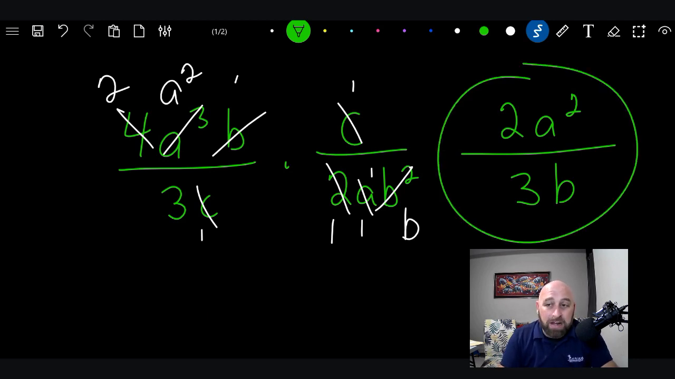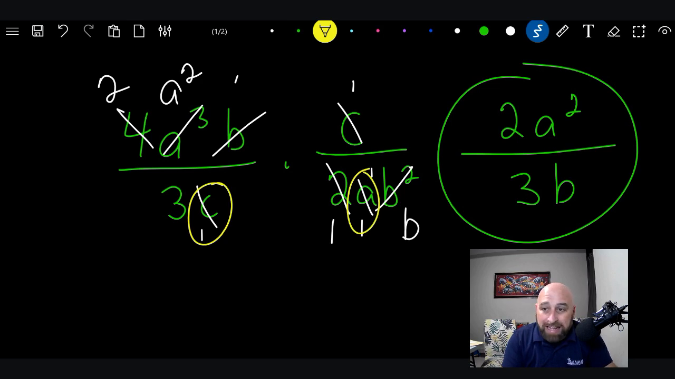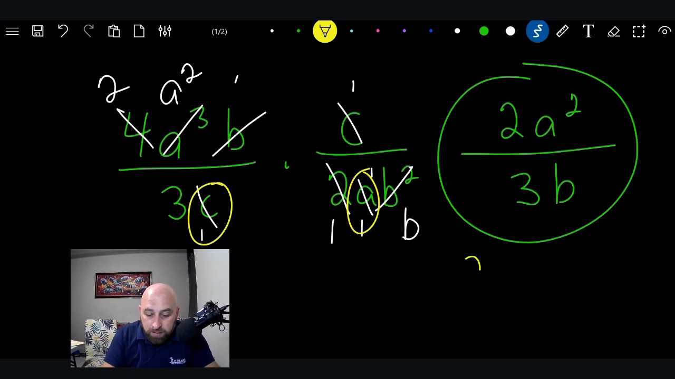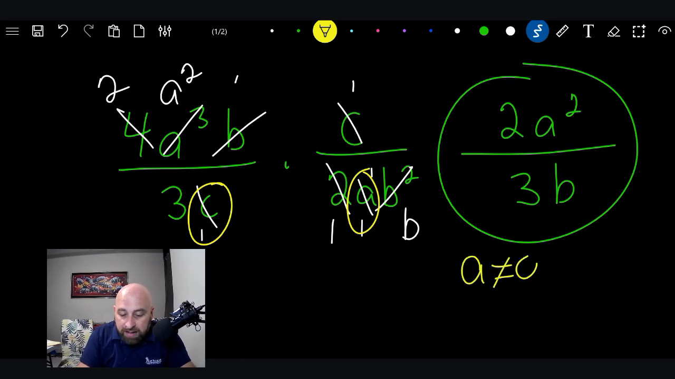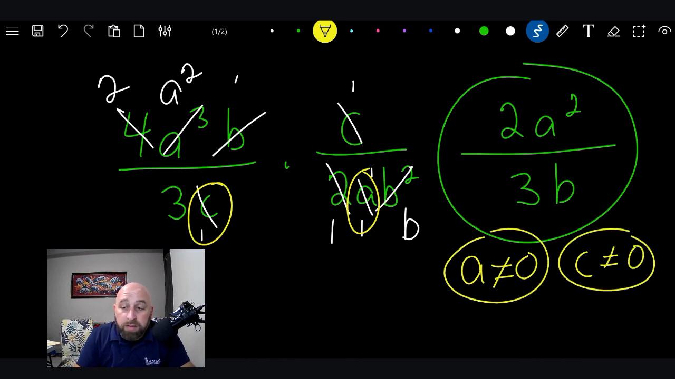Now, that's not all of our answer. So let's be careful. What did we do? Any letters that canceled out of the denominator, we have to set those equal to 0. So we have to say A cannot equal 0 and C cannot equal 0. Okay? Those are part of the answer.